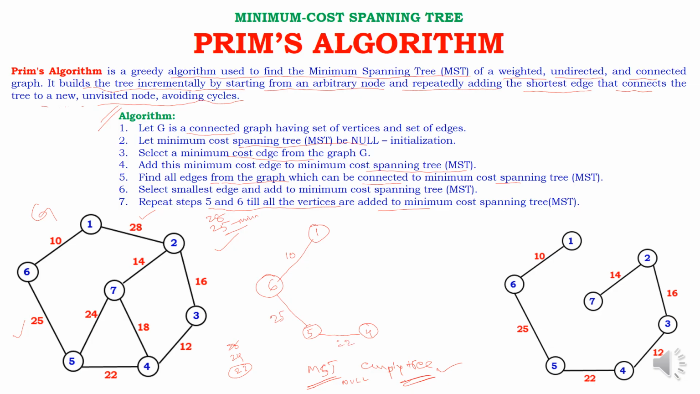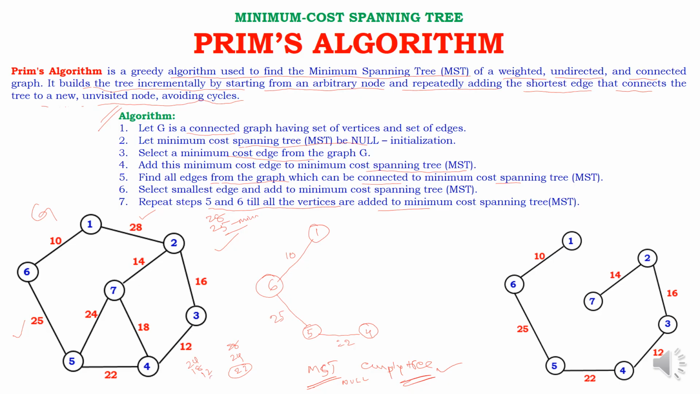And again repeat till you add all the vertices. Only 4 vertices have been added, still 3 more vertices we need to add. Again find what are the edges that can be connected to the minimum cost spanning tree from the original graph. Now there is a possibility of adding 7 with weight 24, then 7 with weight 18, then 3 with weight 12. So you can connect 4 3 or 4 7 or 5 7 or 1 2.